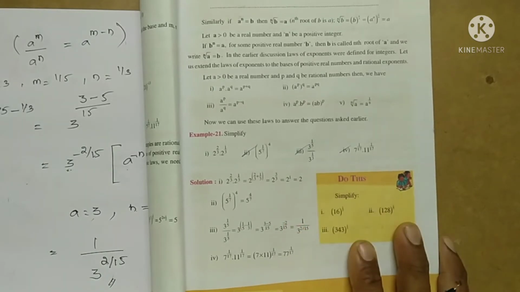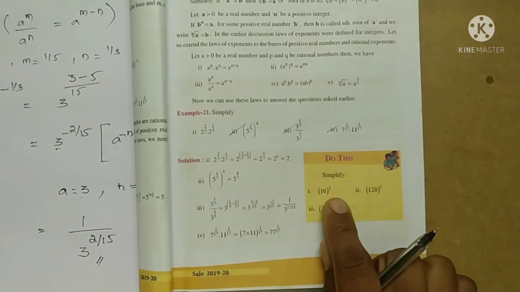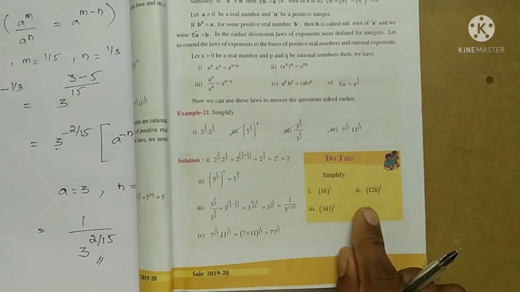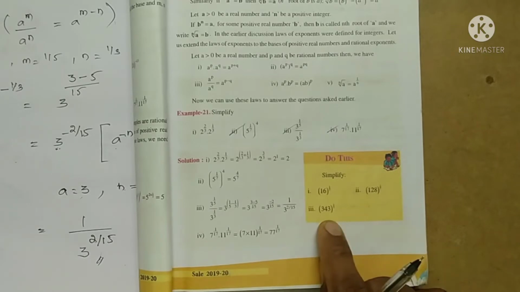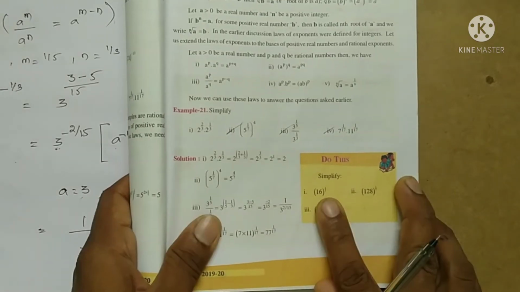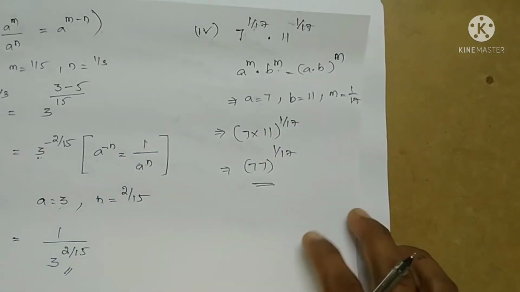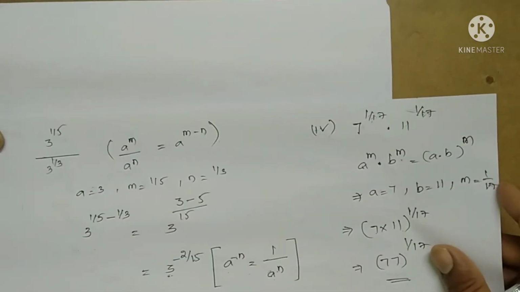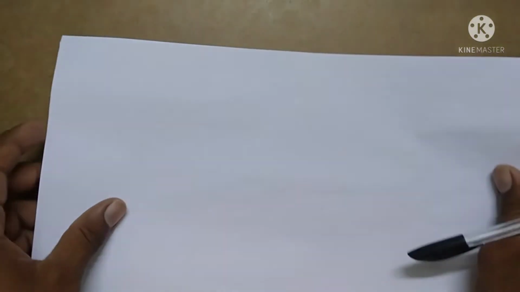Next one, in the do this, simplify 16 to the power of 1 by 2, and 128 to the power of 1 by 7. And third one, 343 to the power of 1 by 5. So 16 to the power of 1 by 2. First question, 16 to the power of 1 by 2.